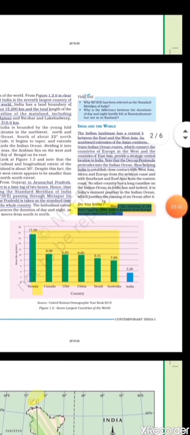Now students, we will start the next topic, India and the world, and we will see the location of India in the world and how it is beneficial for our country, and how because of the location of our country, India has had contact since ancient times with South East Asian countries and Southwest Asian countries.